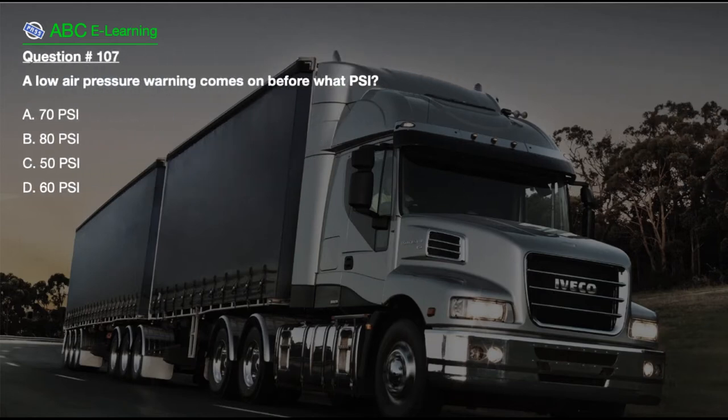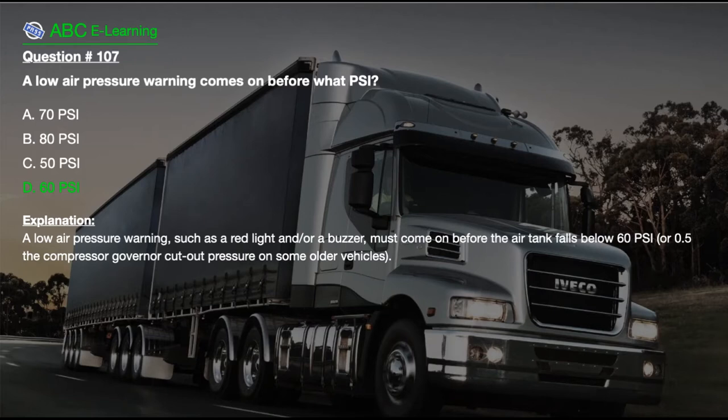Question number 107. A low air pressure warning comes on before what PSI? A. 70 PSI, B. 80 PSI, C. 50 PSI, D. 60 PSI. The correct answer is D, 60 PSI. Explanation. A low air pressure warning, such as a red light and or a buzzer, must come on before the air tank falls below 60 PSI, or 0.5 of the compressor governor cut out pressure on some older vehicles.